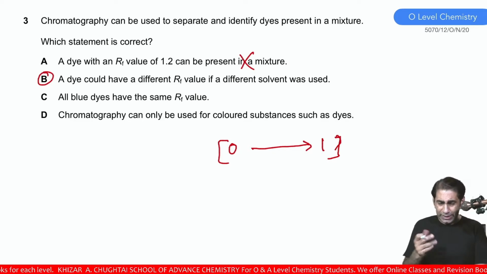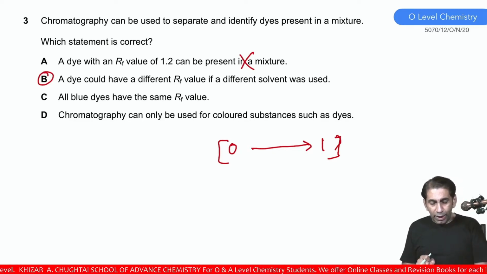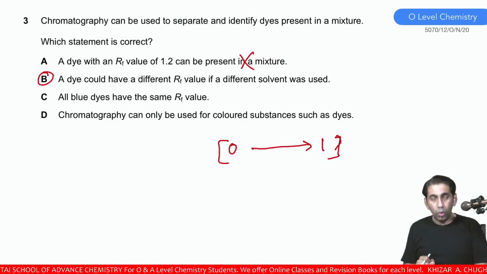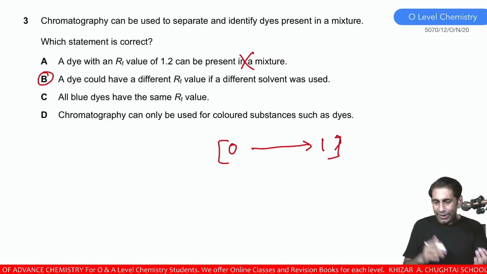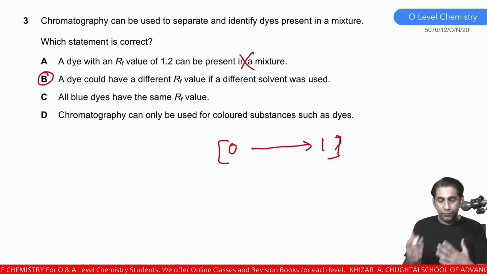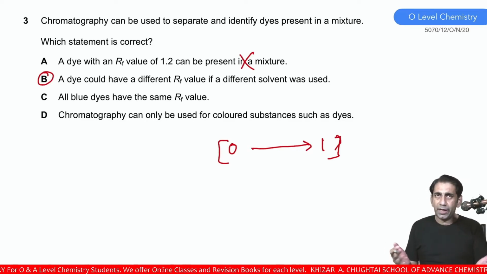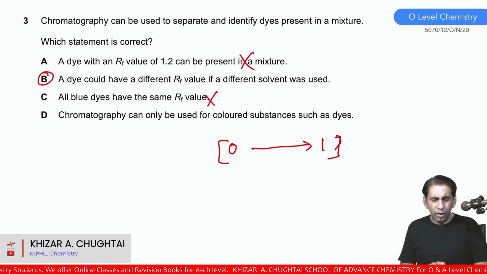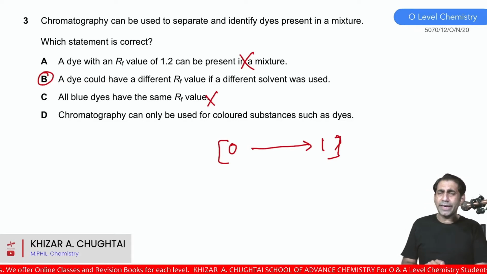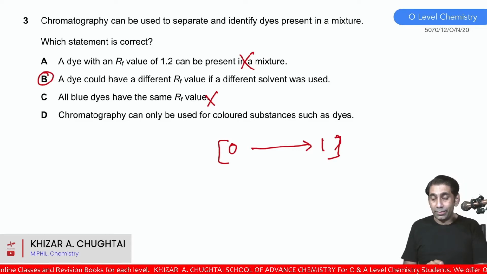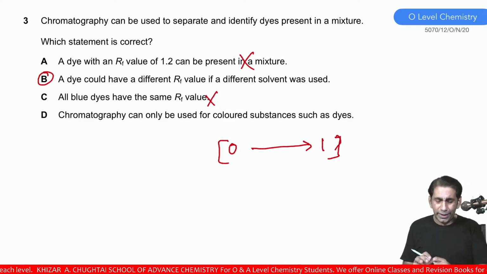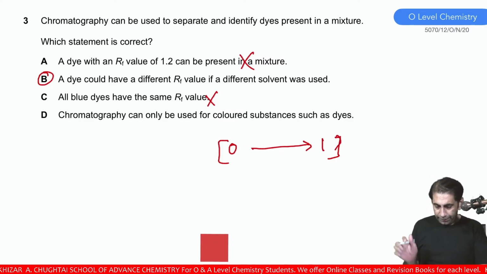However, we can look at C and D. A blue dye has the same RF value. No, there is no connection between color and RF values. RF value depends upon the solubility of the solute in the solvent. So it's wrong. Chromatography can only be used for colored substances such as dyes. No. For example, we can identify amino acids, which are colorless substances, and they can be visualized with the help of a locating agent like ninhydrin spray.